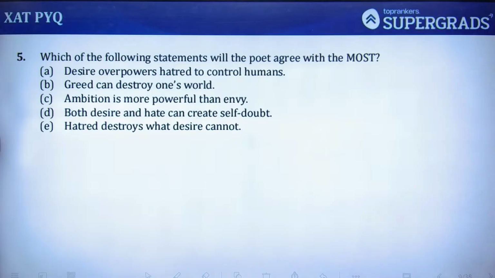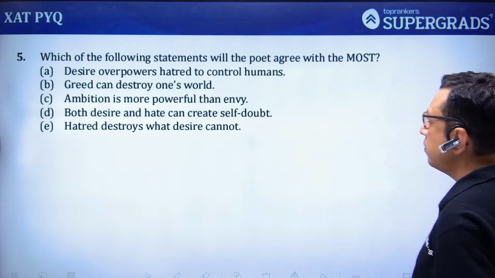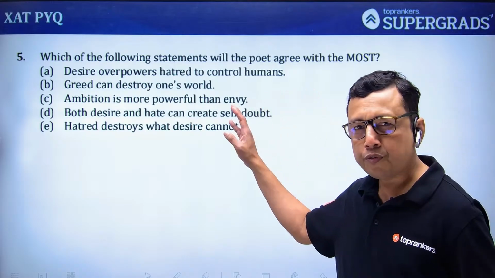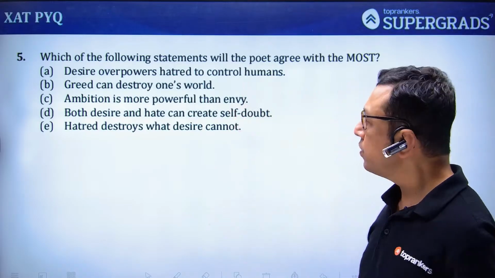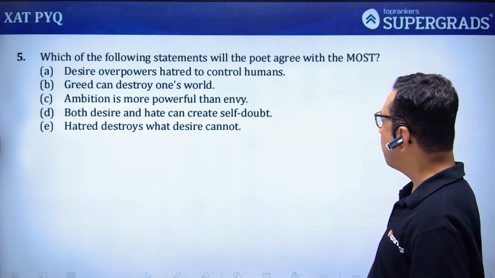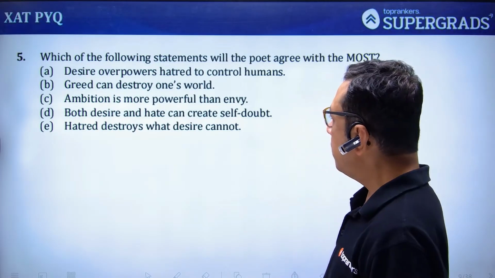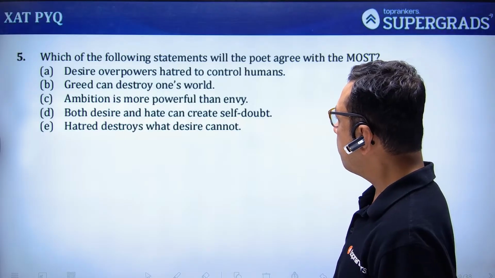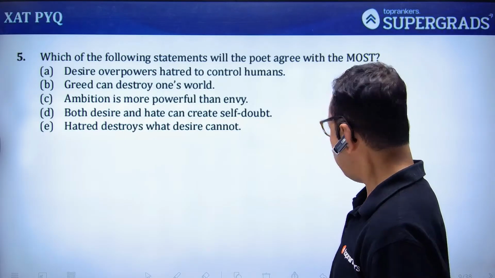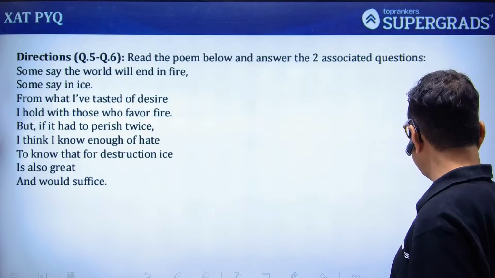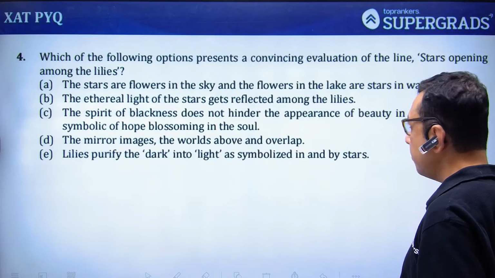Okay. Now, first question of the poem, as in fifth question. Which of the following statements will the poet agree with the most? That is the first question. Okay. Desire overpowers hatred to control. I'm sorry. Is this the? No, no, no. Sorry, I jumped the questions. Just one second.